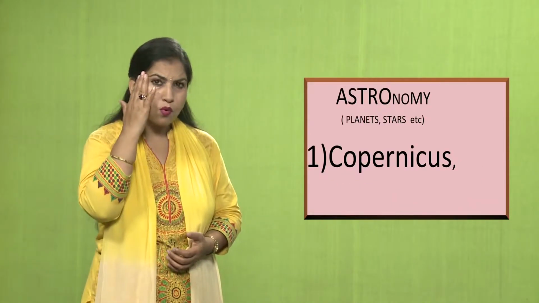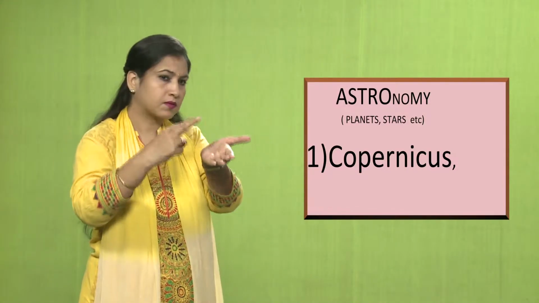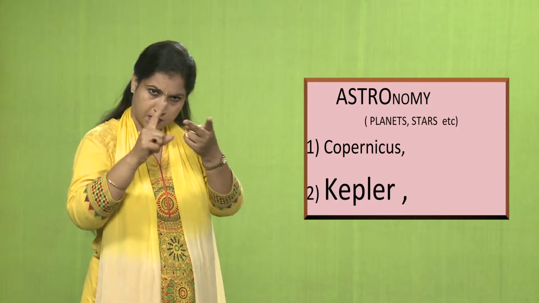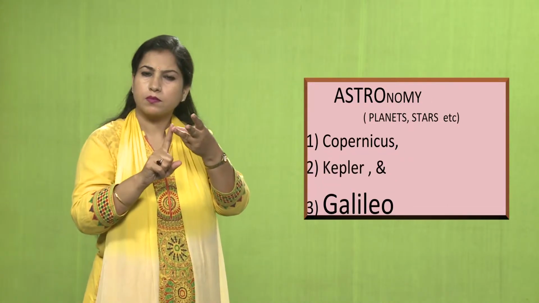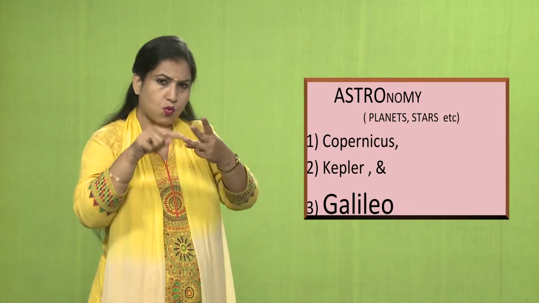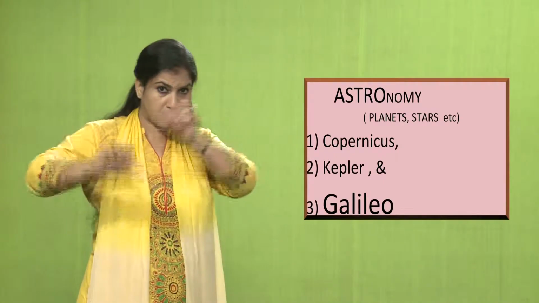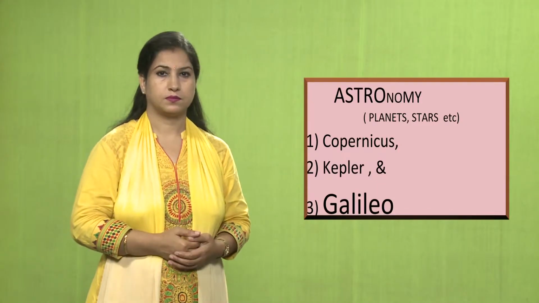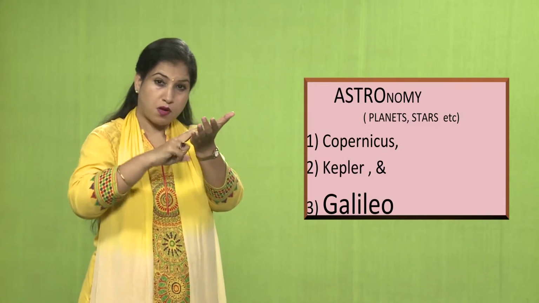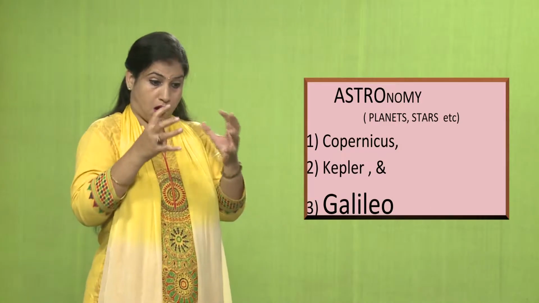Do you know about the scientists named Copernicus? Another scientist name is Kepler, and one more scientist name is Galileo. Do you know about any of these scientists before? Well, these are the names of great astronomers who told that Earth moves around the sun.